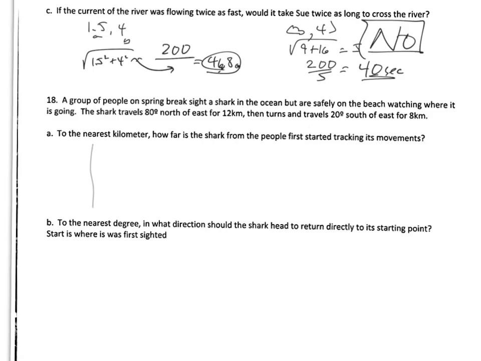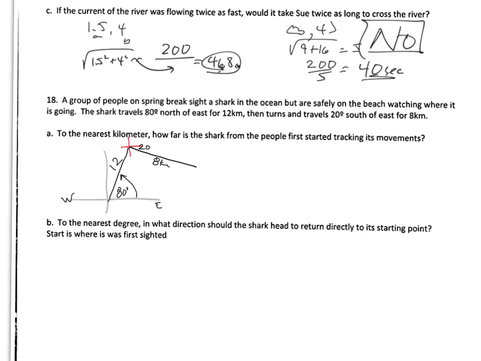So let's draw this. 80 degrees north of east. Here's my 80 degrees. I need a little more space. 80 degrees north of straight east. Right? This is west, this is east. And the length is 12 kilometers. Then, of course, I like to put my little compass back here. And now the shark turns and travels 20 degrees south of east, and this is for 8 kilometers.